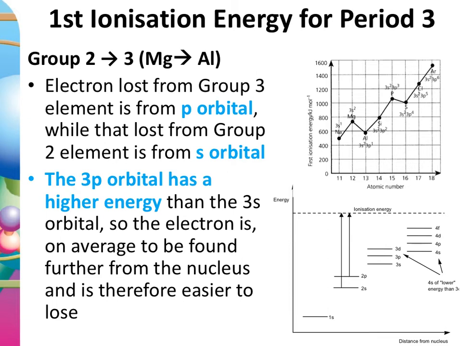And the 3p orbital is at a higher energy level than the 3s, which means it is easier to remove. The electron is found on average further away from the nucleus, and therefore is easier to lose. So that's why we get that dip when we go from group 2 to group 3.